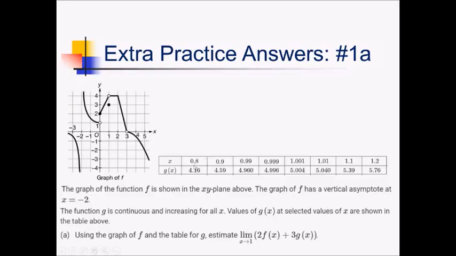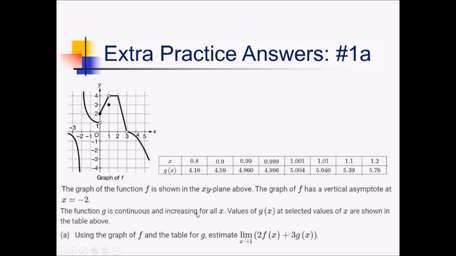For this free response problem, we're given this graph of f, and we're told that we have a vertical asymptote at x equals -2. Good to know. We've also got a continuous function g, and some of the x values are represented in this table here, and they tell us it's an increasing function for all x.